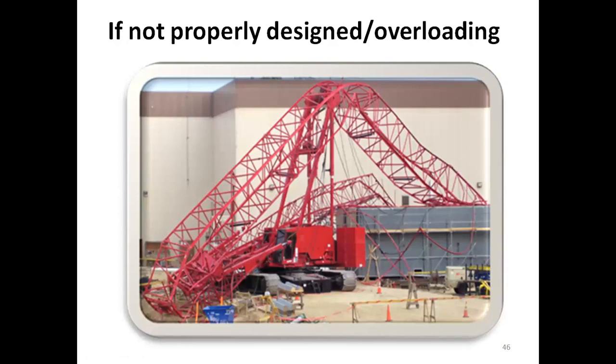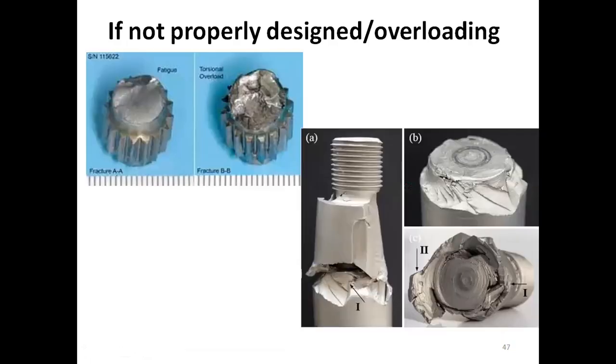I would just show you a boom of a crane which was lifting too much weight. Here you are seeing the boom of the crane, which is actually a truss structure made of steel, and it is completely collapsed. You are seeing it is completely collapsed because of overloading. So if you are not properly designing your mechanical component or civil infrastructure, or if you are overloading your components, then you would see a failure.